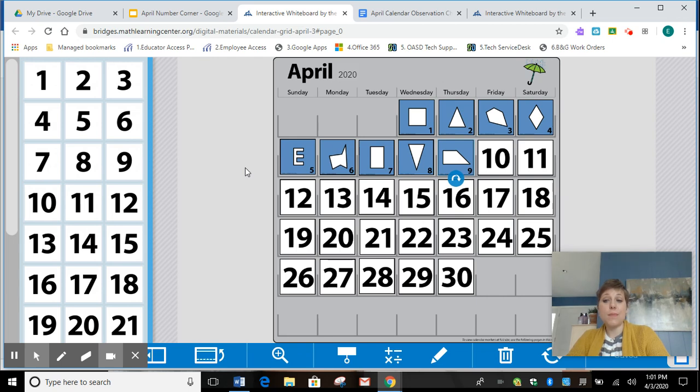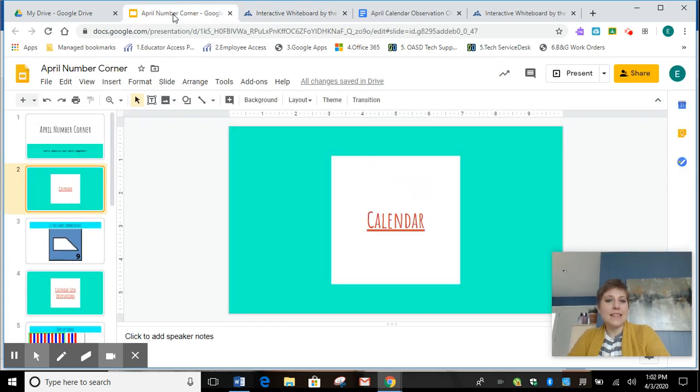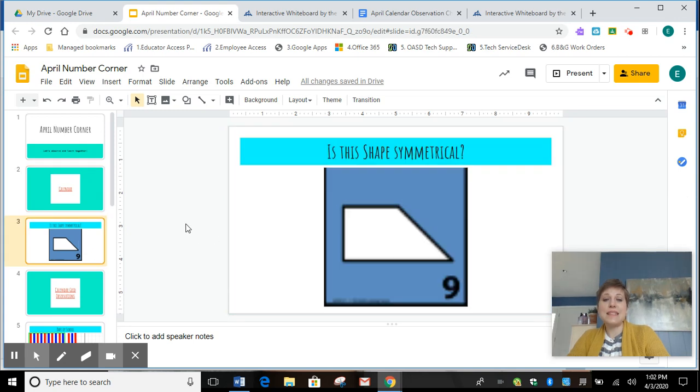Now, I want you to think back to February number corner. We saw shapes really similar to this, so don't let it fool you. Right now, let's take a closer look at this shape and see if you can tell me what shape it is. I notice that this shape has 4 sides and 4 vertices. The top is shorter than the bottom. Do you know what shape this is? Yes, it is a trapezoid.